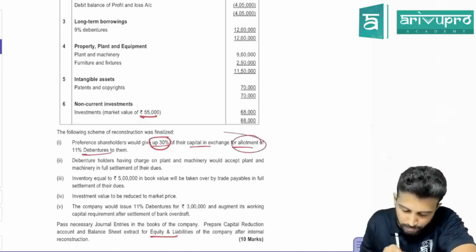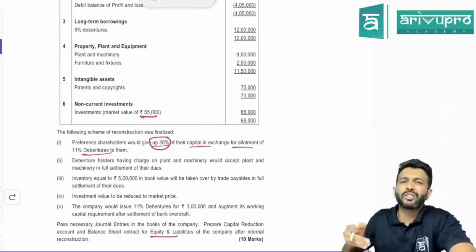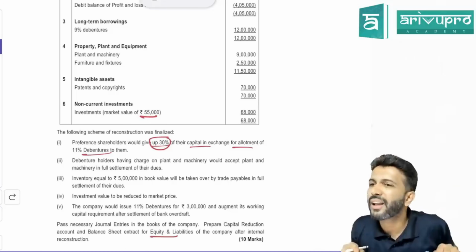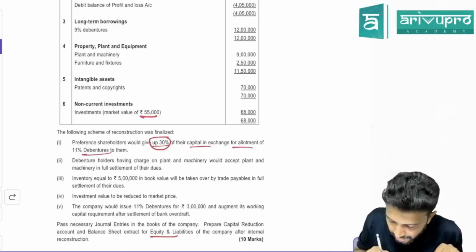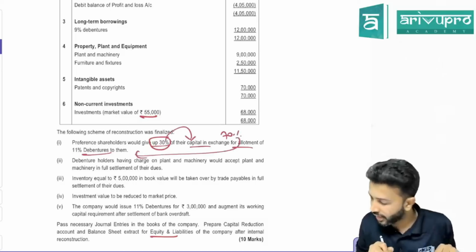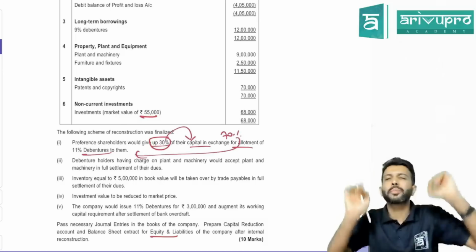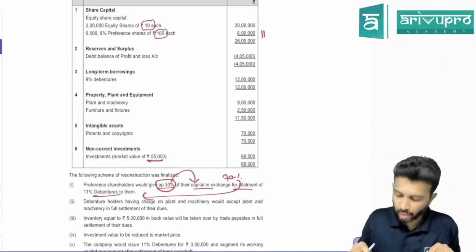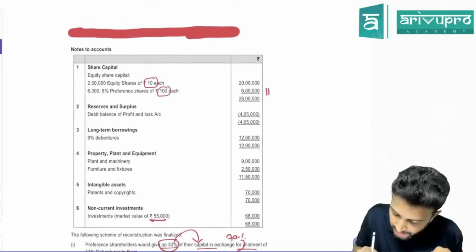30%. Okay, in allotment for exchange of debentures, what they are trying to say is 100% of the preference share capital is cancelled. To the extent of 30%, they're ready to sacrifice. For the balance 70%, they want debentures. So 100% of the preference share capital is cancelled.